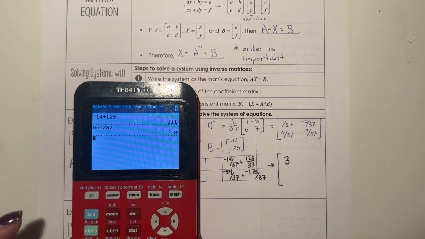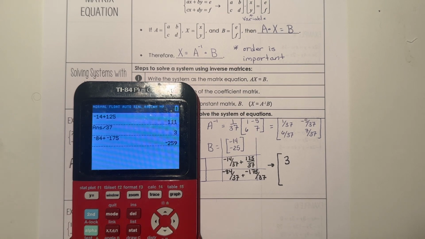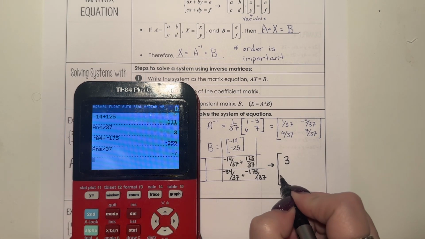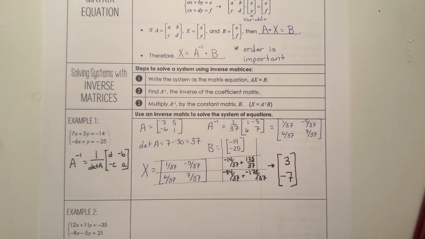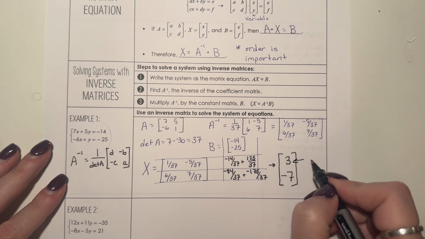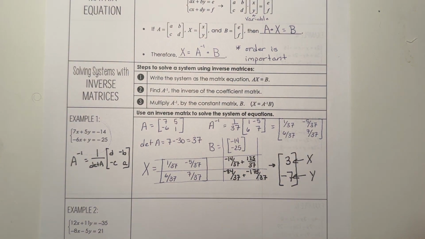Guess what? They're all going to do that. Negative 84 plus negative 175. Oh, that's a nasty number. Divide by 37. Look at that. There's your answer right there. That's your answer to the problem. This thing right here, that's X. And this thing right here, that's Y. And that's how we do it.